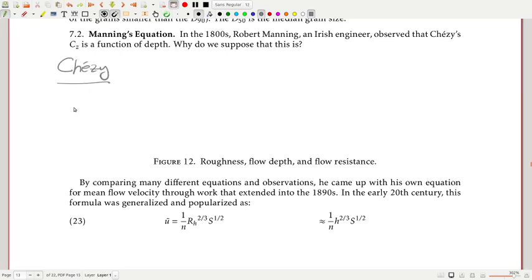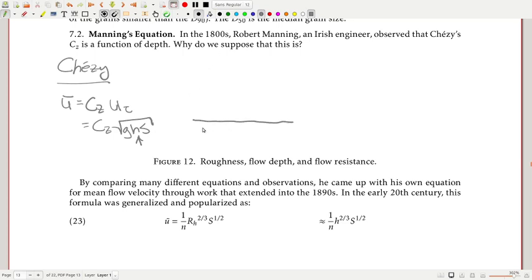Chazy's relationship says that the mean velocity is equal to some coefficient times u tau, which is the shear velocity, which equals this coefficient times, in steady uniform flow, the square root of g h s, the slope. And this h term is the really important one here. So let's draw a picture of a channel.